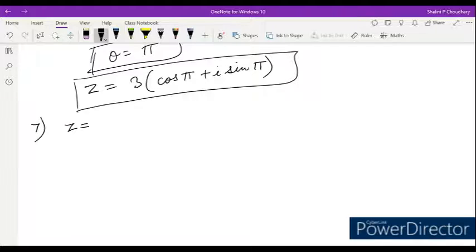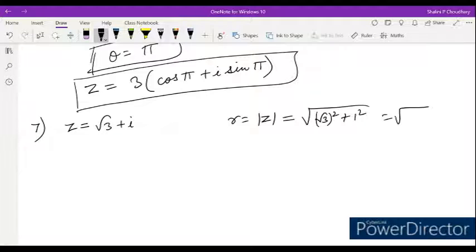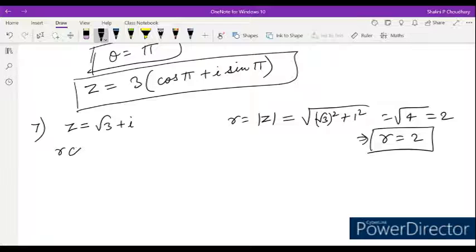z is equal to square root of 3 plus i. Now r will be equal to modulus of z, and that is equal to square root of 3 का square plus 1 का square, and that will be equal to square root of 3 plus 1, that is 4, मतलब 2. So r का value will be 2. Now r cos theta will be equal to root 3 and r sin theta will be equal to 1. r is equal to 2.